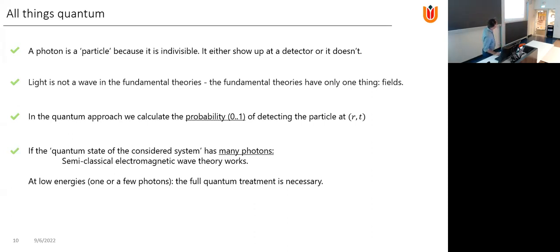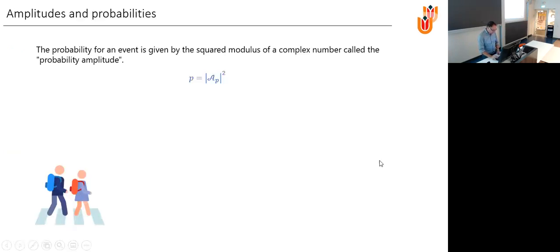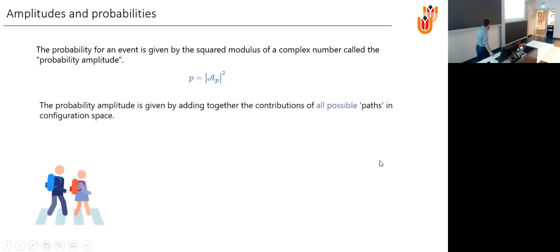So we will not go into a lot of details of this quantum theory, but there are some concepts that derive from that, and some rules and principles that are very useful anyway. Even though we're not working in the quantum limit, we can use some of the rules. So let's look a little bit closer into that. We had this amplitude for an event, a complex number, and if we calculated the square of that, we ended up with the probability of something happening.